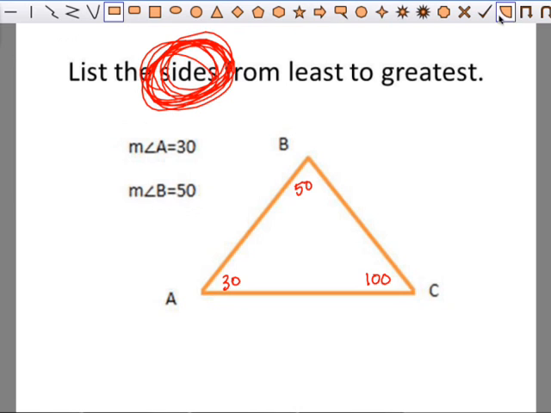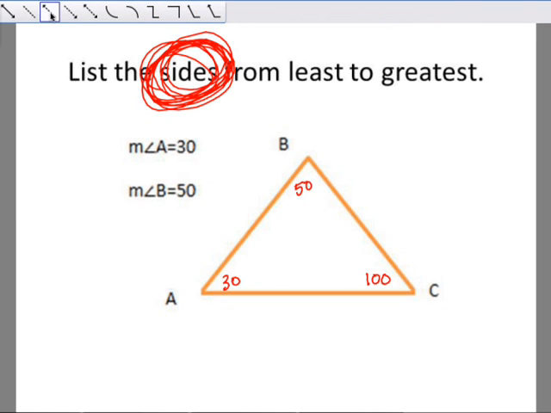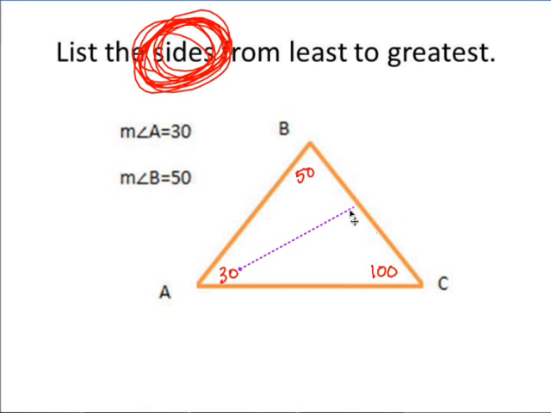Well, if A is the shortest side, or shortest angle, then it is across from the longest side. So right there, okay? If A, so this side is across from this angle, all right? So the shortest or the least side would be BC.